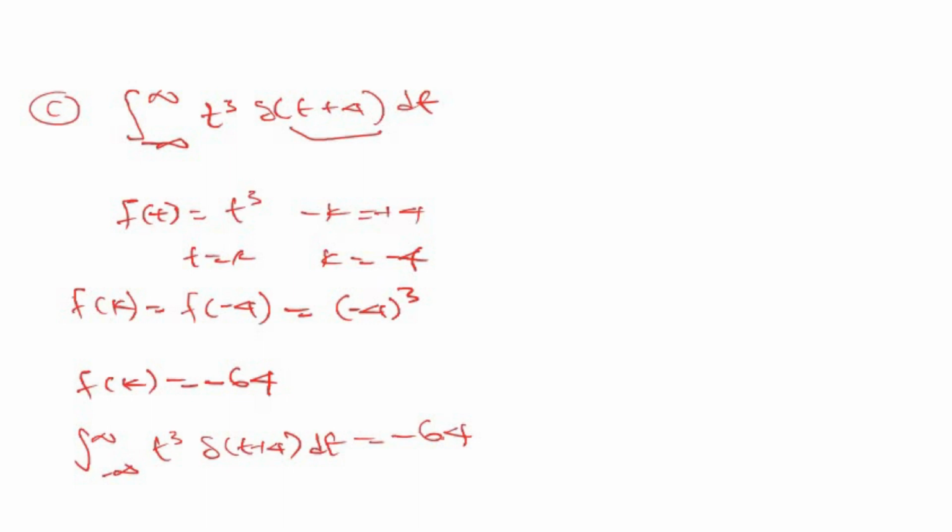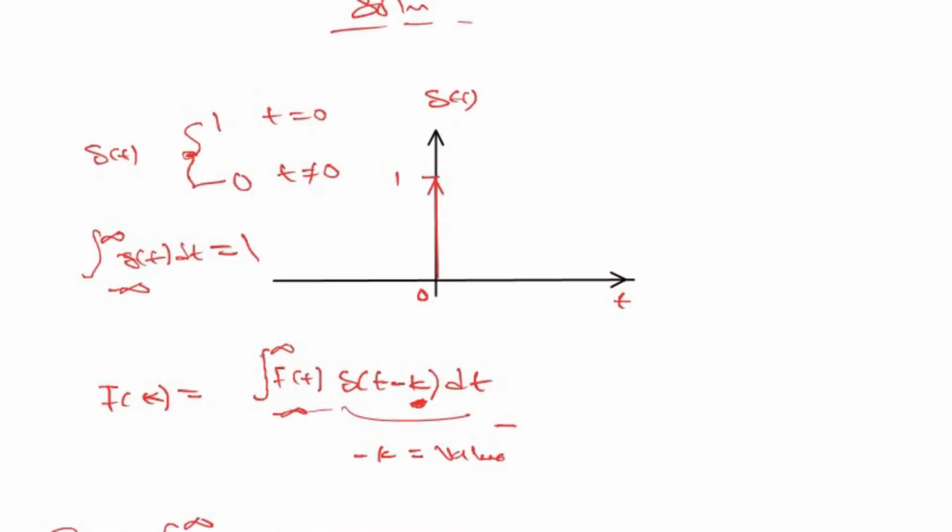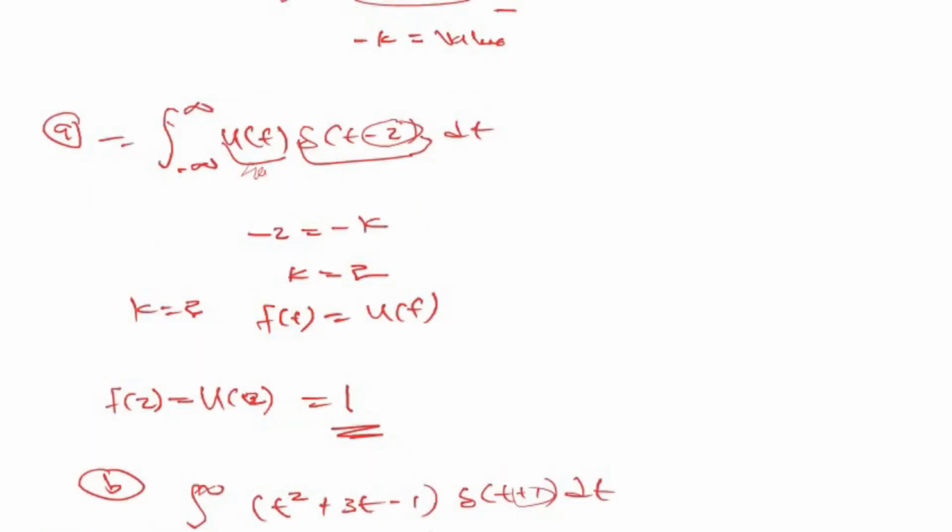I hope you enjoyed this tutorial and understand what I've just explained. I didn't do anything complex here. You are just asked to follow this formula. What you have to do first is equate minus k to what you have in the impulse which is being shifted. After that, find your k, then find your f of t, the function that is being multiplied by your impulse. Then you finally find your f of k. Since you have k equal to a value, you input it and you finally get your answer.